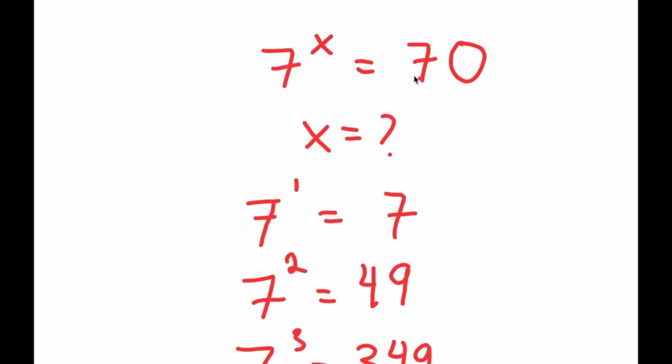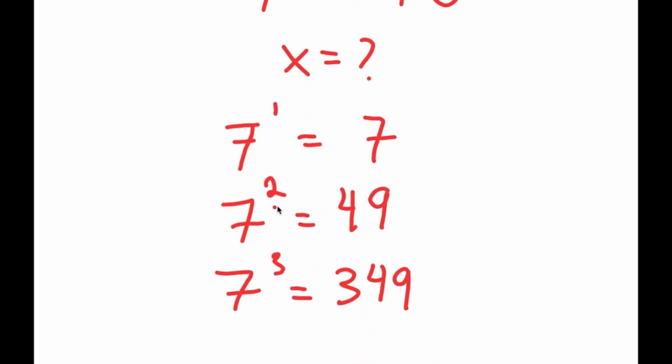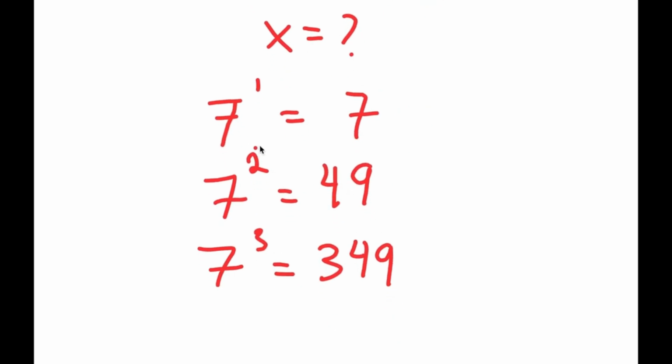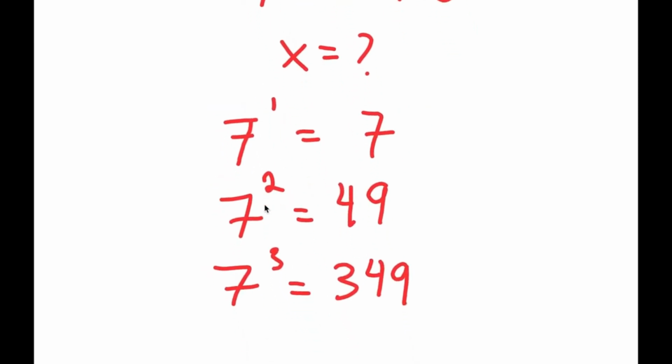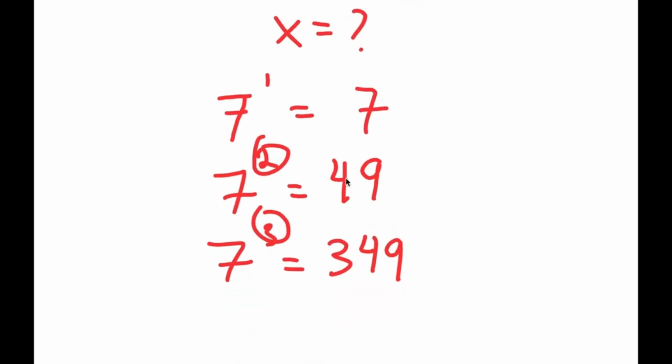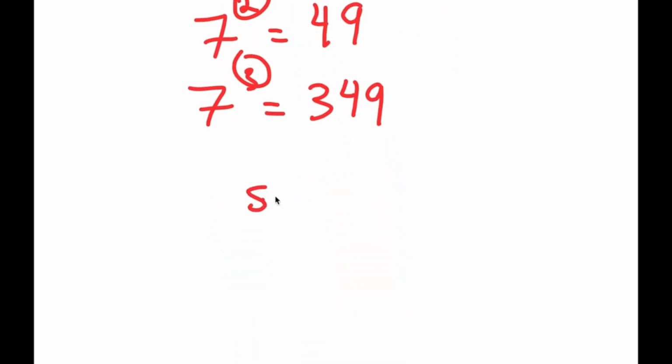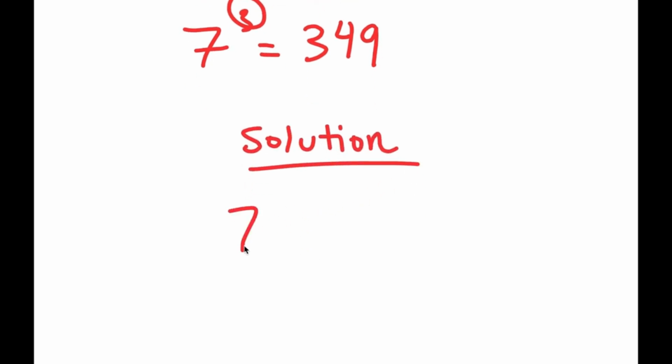So notice how we're trying to find what value of x we should take the power of 7 to equal 70, but even the number 3 results in a number much higher than 70, meaning the value of x is going to be a decimal somewhere in between 2 and 3. So now to actually solve for x, my equation is 7 to the power of x is equal to 70.